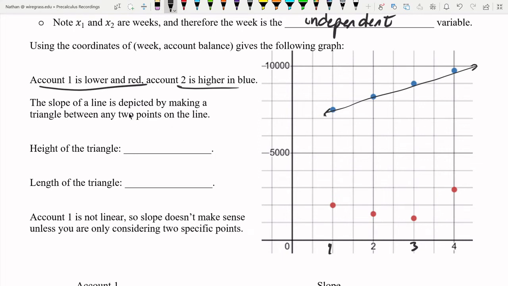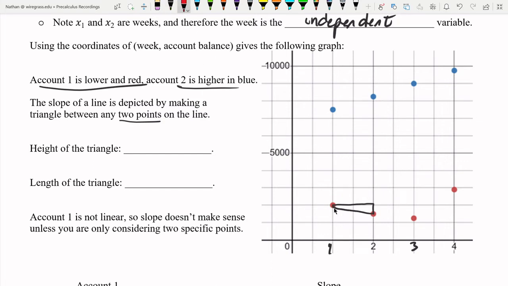Now, the slope is depicted by making a triangle between any 2 points. So, if we just choose any 2 points, let's look at account 1 first. We choose these first 2 points, then the slope is making a triangle out of this. So you can make a triangle like this, or you can make a triangle going the other way.